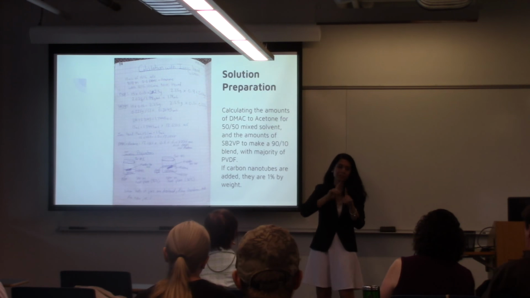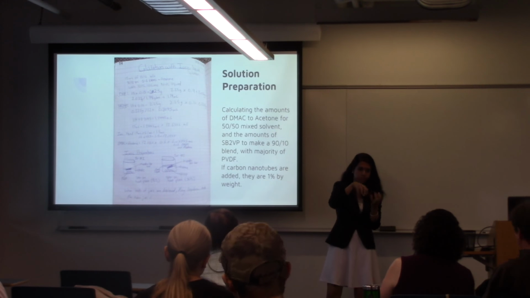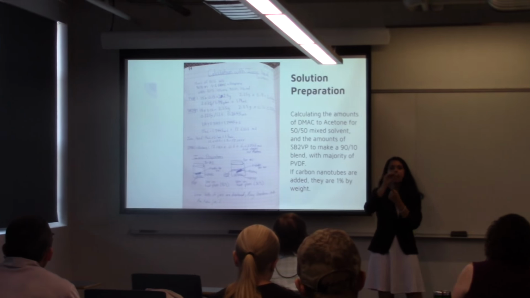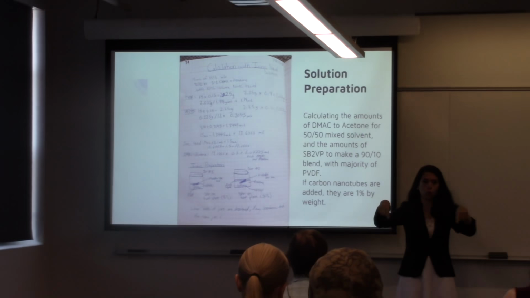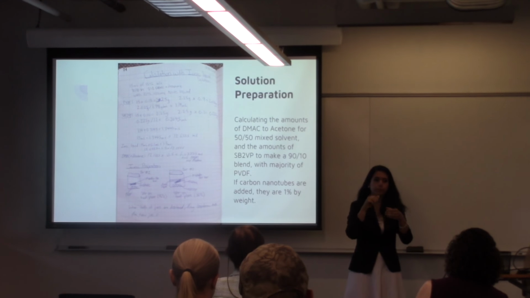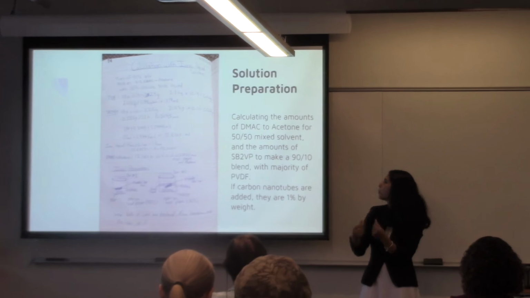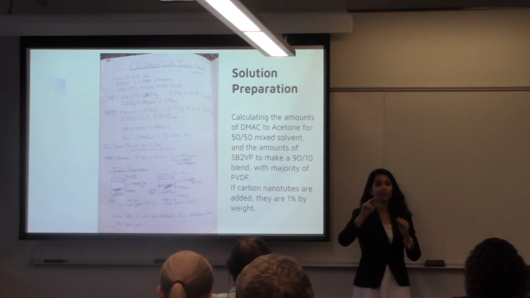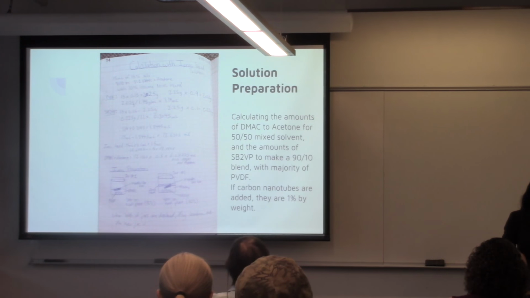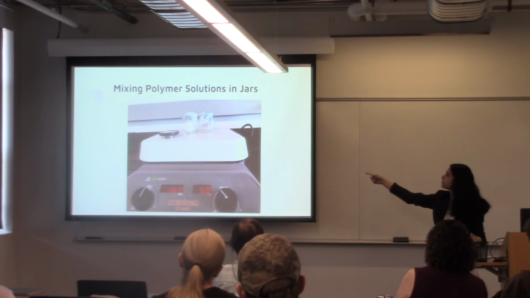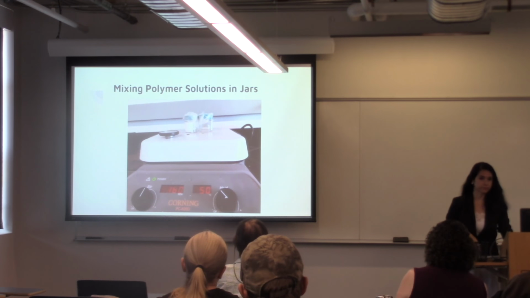The solution preparation: this is my notebook, which sort of gives the recipe. We're putting in our PVDF, and we're looking at a 90-10% blend: 90% PVDF and 10% our copolymer. We mix them separately. We add DMAC and the ingredients I mentioned. Carbon nanotubes go in at 1%. It's a very small percentage of the overall mix. We mix them in jars. This is a mixer, the stirrer that we used.